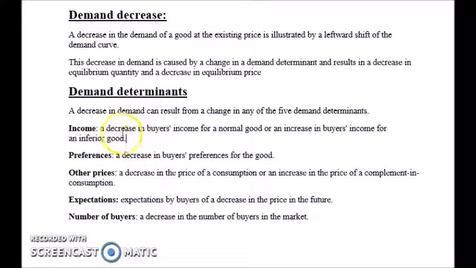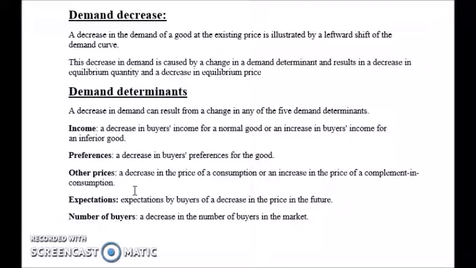So we have demand positively related to income. By this I mean that as income increases, demand increases, and as income decreases, demand decreases. So we have a positive relationship with income, and a positive relationship with preference. It moves in the direction that the preference will move. If preference increases, demand will increase, and if preference decreases, demand will decrease.